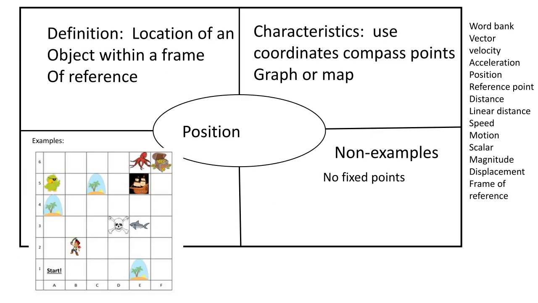Position, the location in a frame of reference. Could be the treasure chest, could be somewhere here. So we usually have a coordinate system. Like this is a coordinate system. It has a grid, numbers and letters, or X and Y coordinates, right? And they are set up so you can find your way. So position is where you're located on a map.